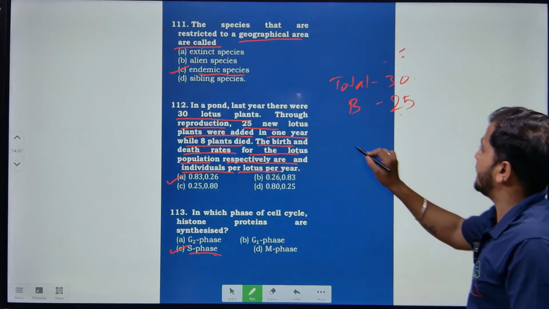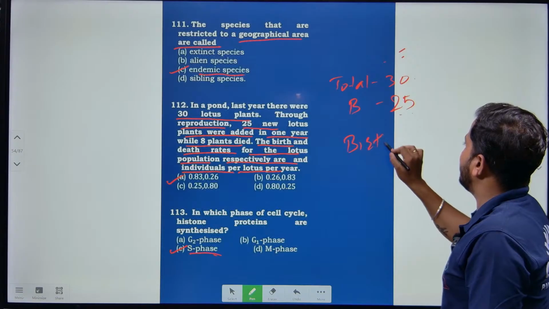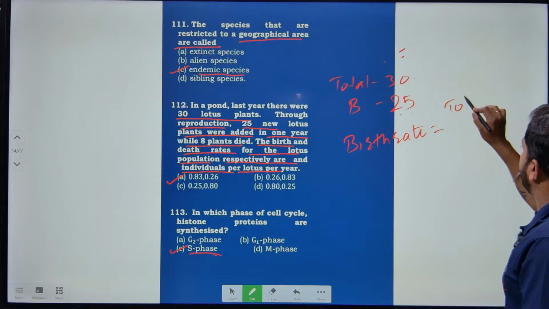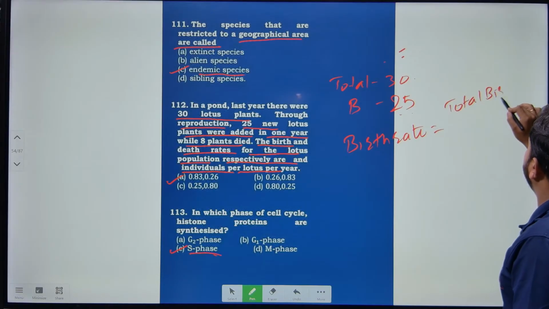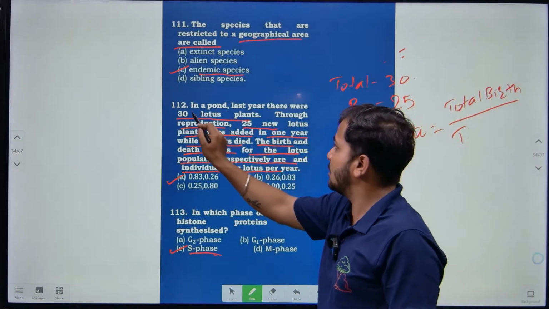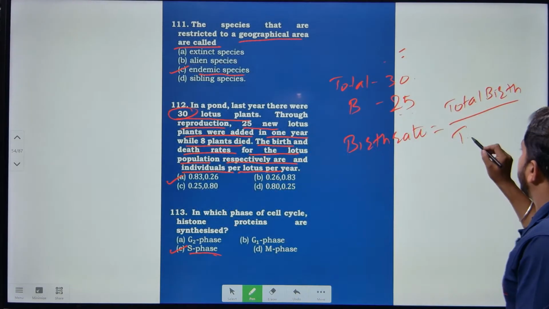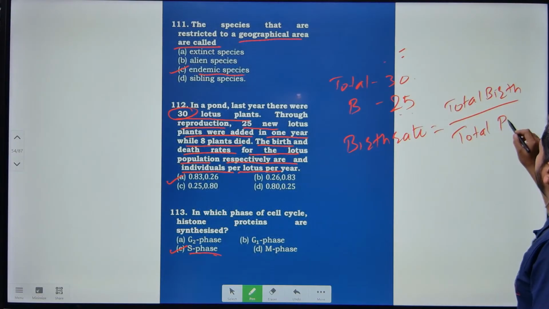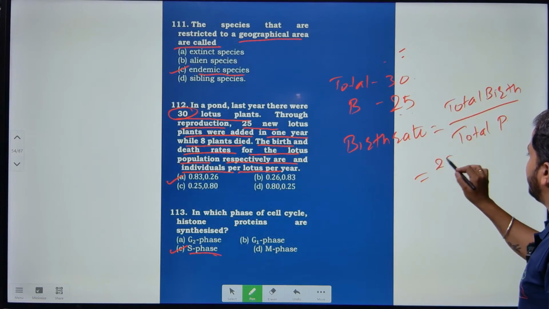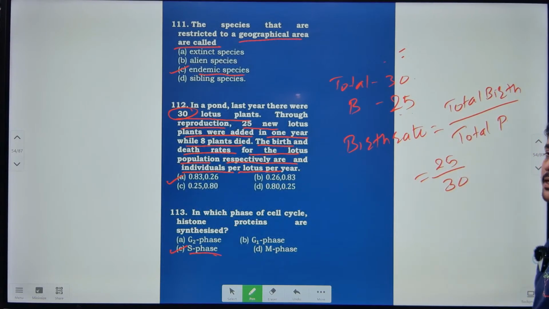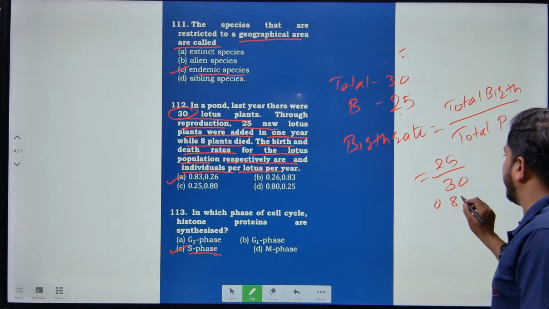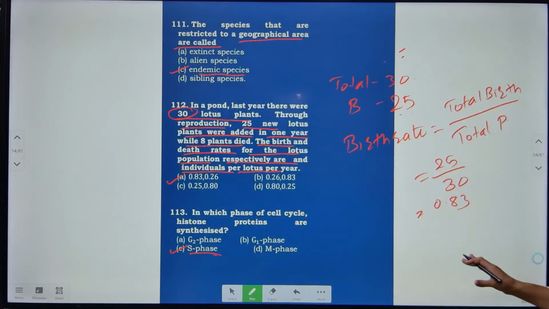For the calculation of birth rate, how am I going to calculate? Birth rate is equal to total births divided by the total population of lotus, that is 30. So here the births were 25, divided by the total, 30. So 25 divided by 30 gives me 0.83. So this is the birth rate we are going to calculate.